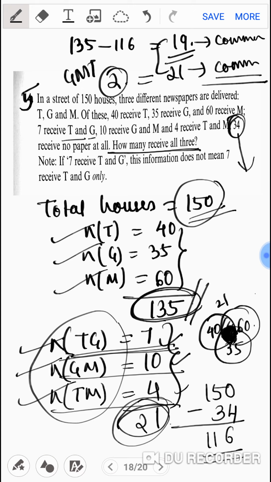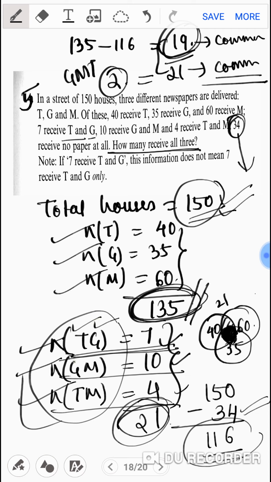Clear? Shall I explain you again? There are total 150 houses. Out of that 34 does not receive any newspaper. So that will make 116 houses. But when I make the addition of T, G, M, I get 135. So I did 135 minus 116. I got 19 as the common houses which are receiving either of the 2 papers. But then when I made this total, that is the houses which get T and G or G and M or T and M, I got 21. So now I'll make a difference of what common I got by subtracting 116 from 135 and the 21 which I got from this addition.